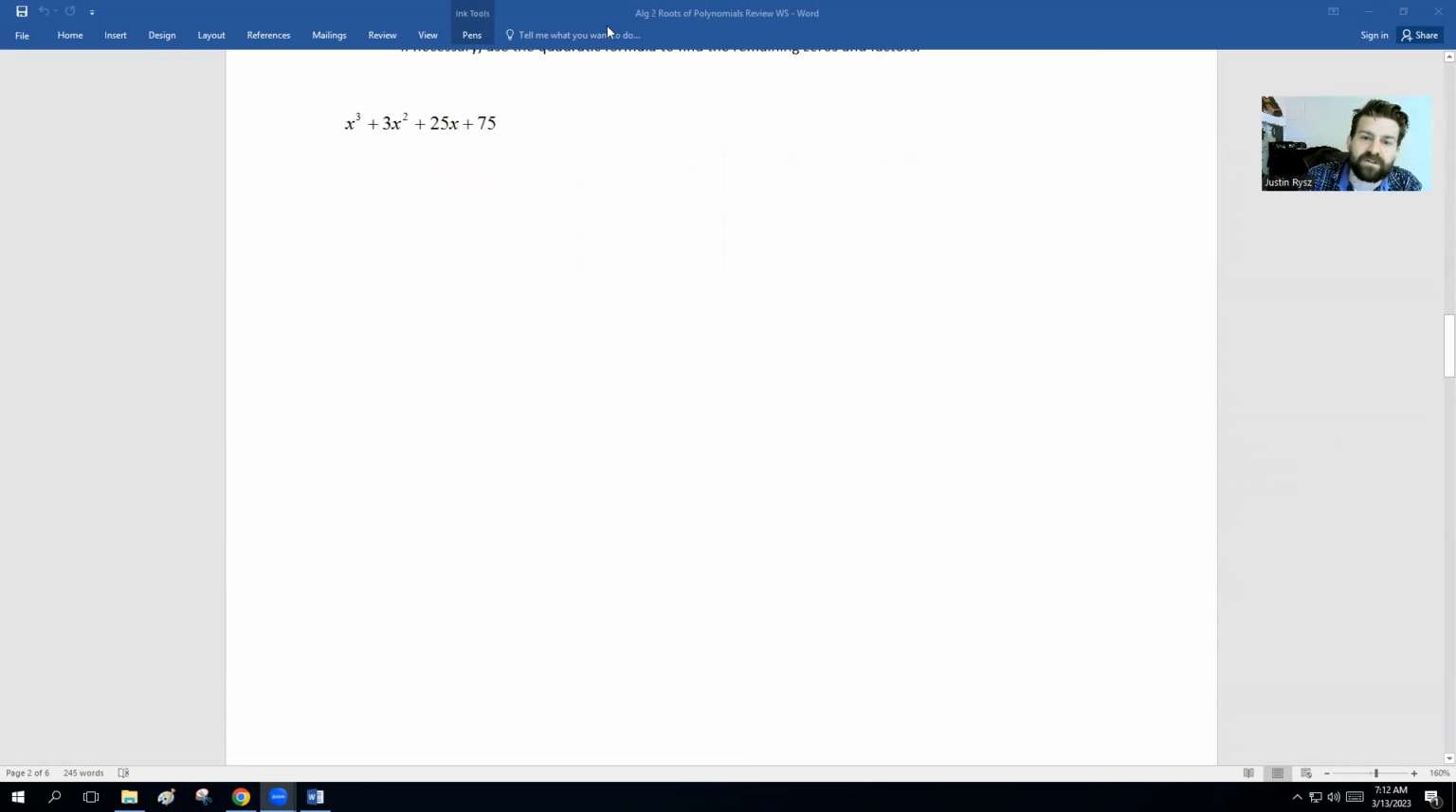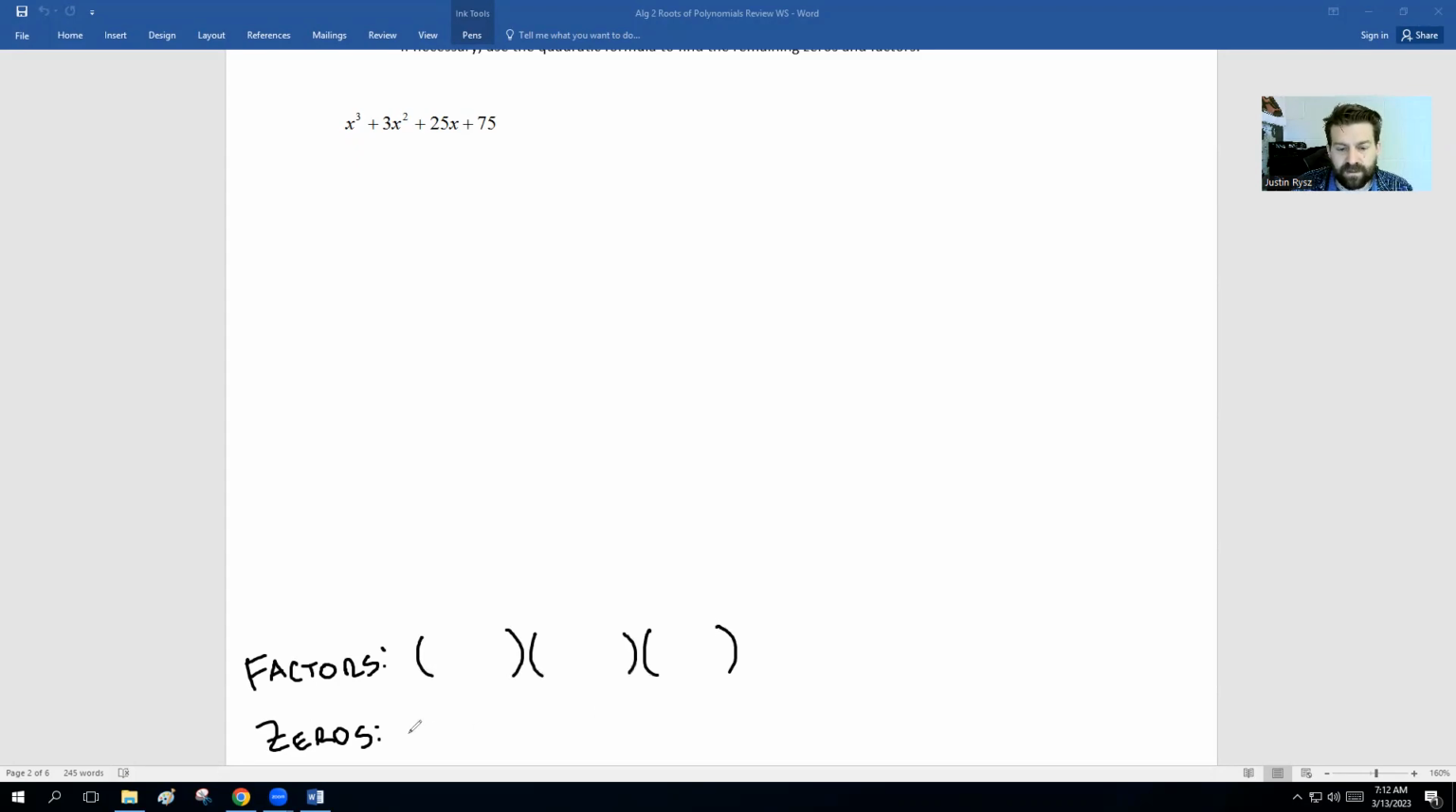Here we go. We got x cubed plus 3x squared plus 25x plus 75. All right, we're looking for the factors and the zeros. And first thing we want to do is just determine the number that we're going to have of each one. It's x cubed, so we're going to have 3. So we got 3 different x equals.